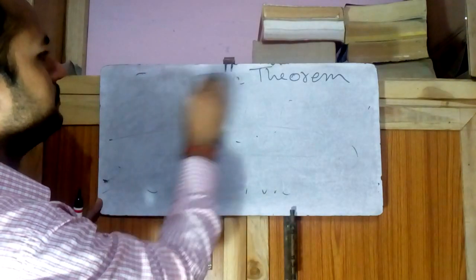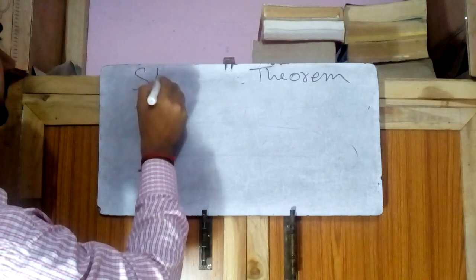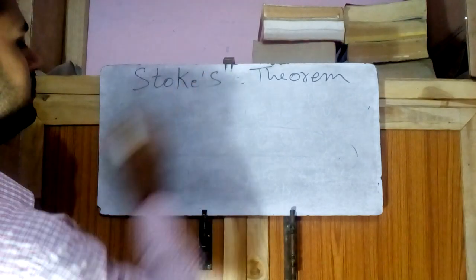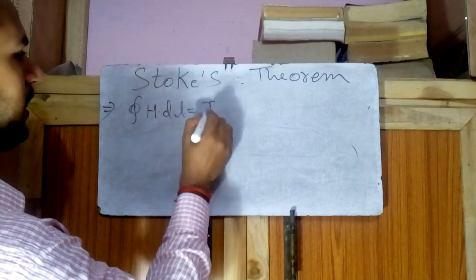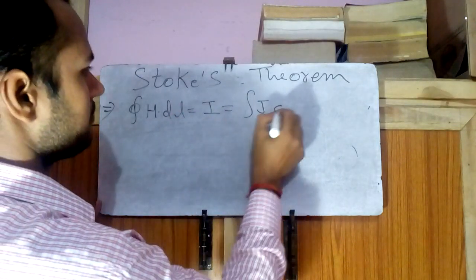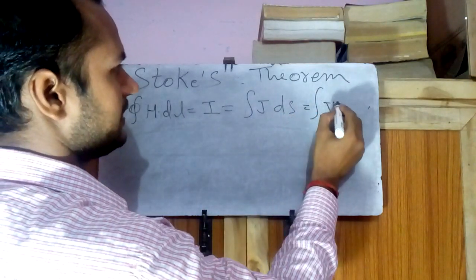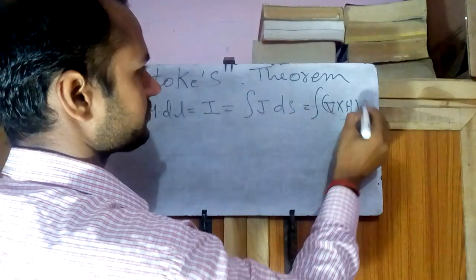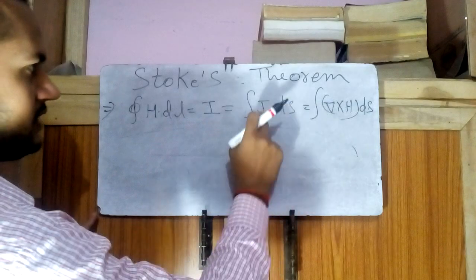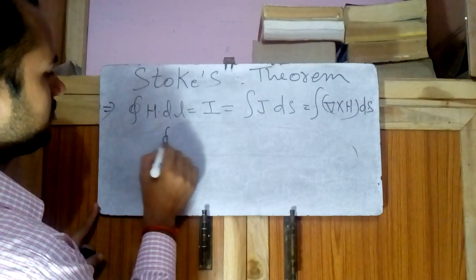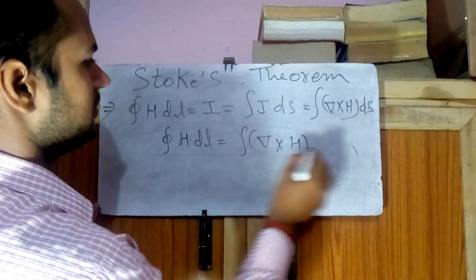Now Stokes theorem. Closed integration of H dot dl is equal to I from Ampere circuital law, and from current density, if the density is multiplied by surface, and that is del cross H. It is the source strength of the current, del cross H is equal to J, so from starting point to ending point, del cross H dS.